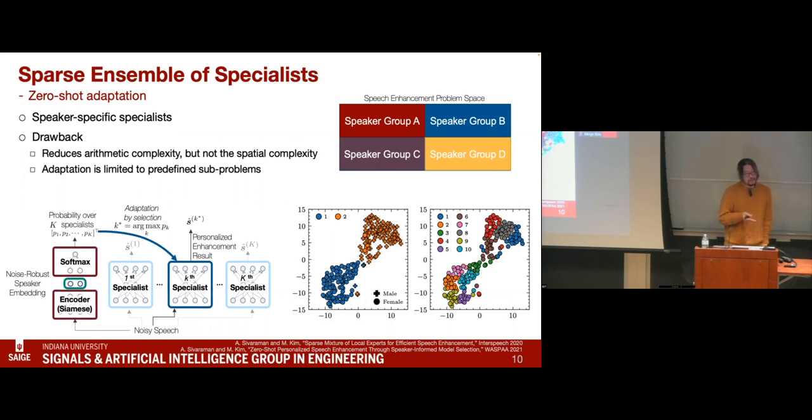The drawback, though, is that we still need to carry around these k different specialists, hoping that one of them is going to be always used, right? So the model memory size is still large, so the spatial complexity cannot be reduced in this case. And the adaptation is kind of limited because we need to come up with a clever idea how to subdivide the entire problem. In this case, it worked, but there can be some issues if it's too predefined.